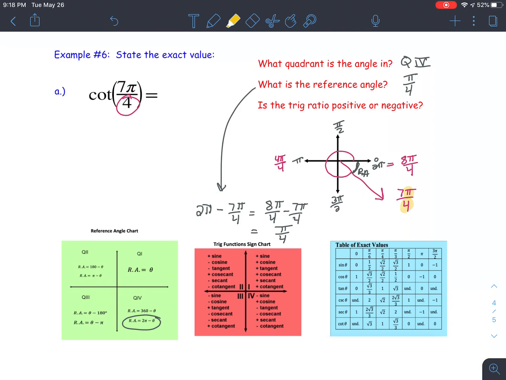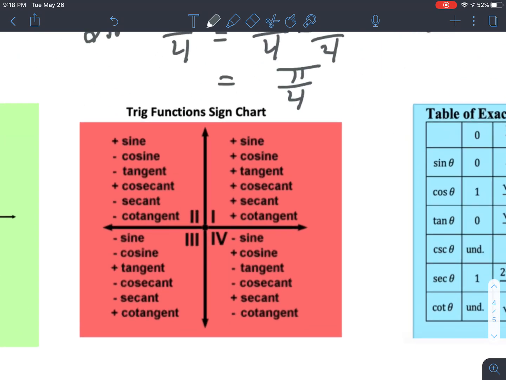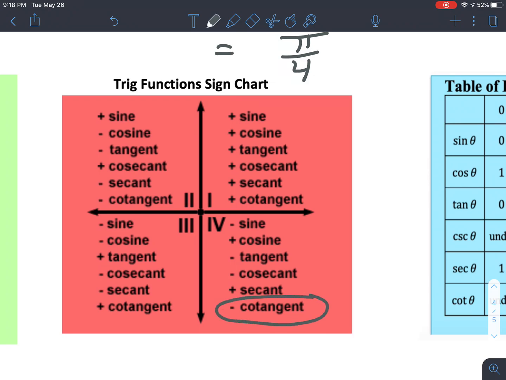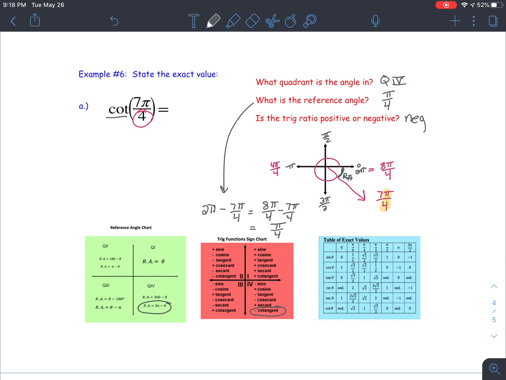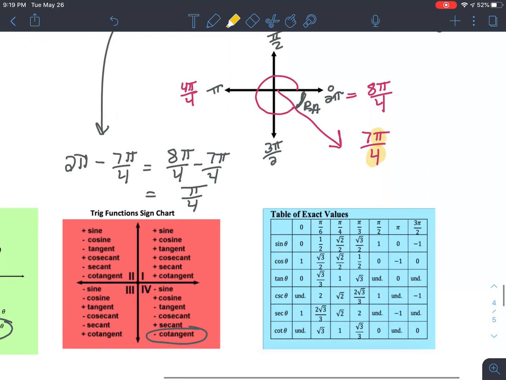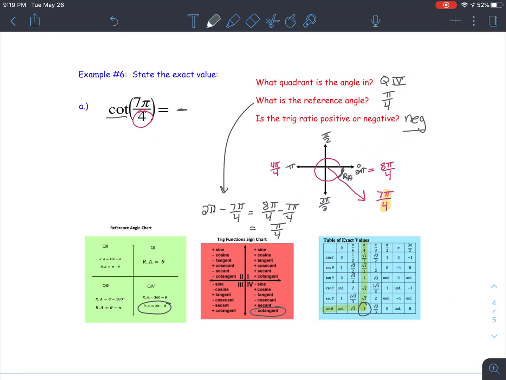Is this ratio positive or negative? Cotangent in the fourth quadrant is negative. So my answer will be negative. So I know I have a negative here. Now I'm going to use my exact value chart. I'm going to look for cotangent of pi over 4. So cotangent of pi over 4 is going to be 1, but since we're in the fourth quadrant, it needs to be negative, so my answer is going to be negative 1.